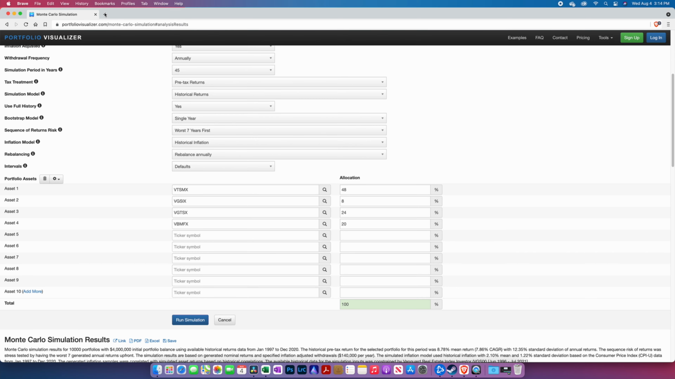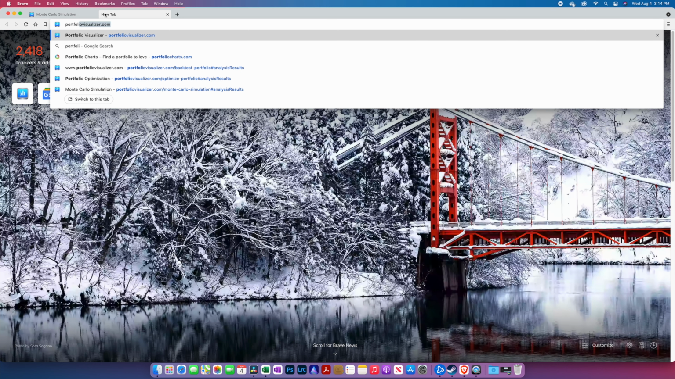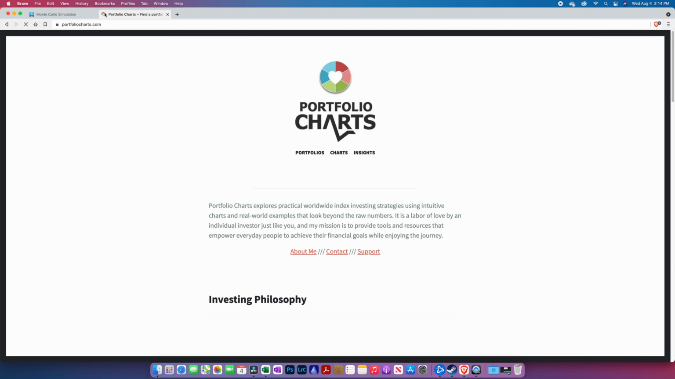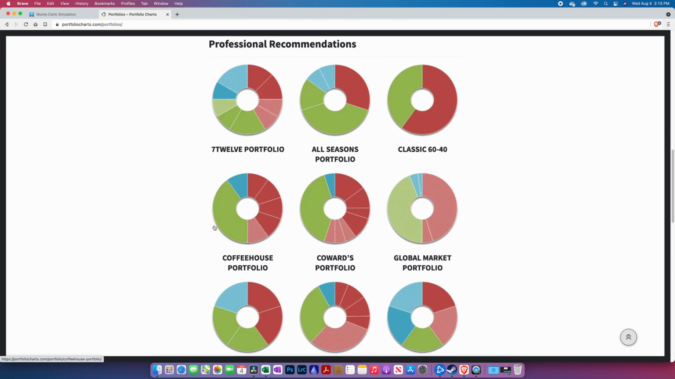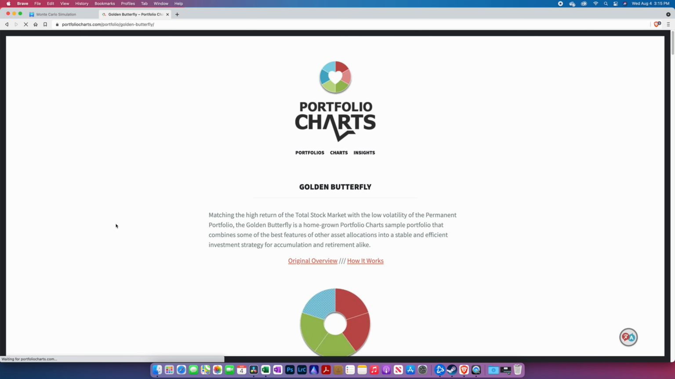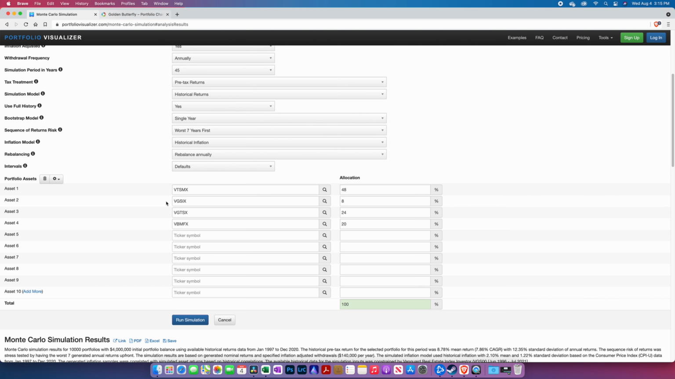I think one of the things that I had checked was to look at the golden butterfly portfolio from Portfolio Charts. So I'm going to go here and see what the allocation is, and then we can model that. So here's the golden butterfly, and it looks like it's basically total stocks, small cap, long-term bonds, short-term bonds, and then gold. So we can do that. Total stock market is, this is fine. We can do long-term bonds. Let me see if I can find a long-term bond here.